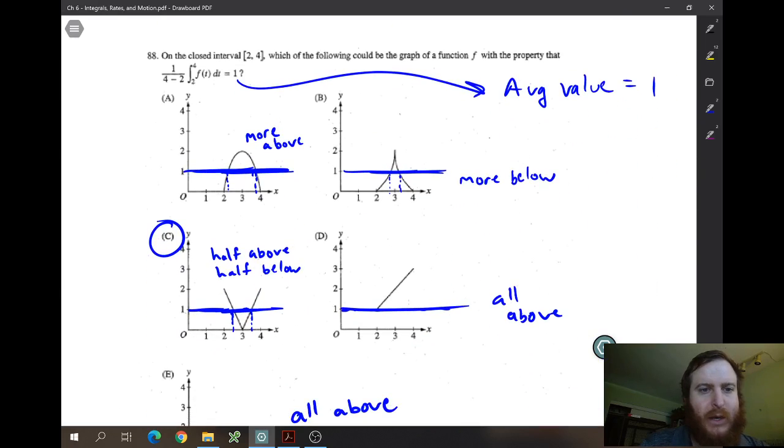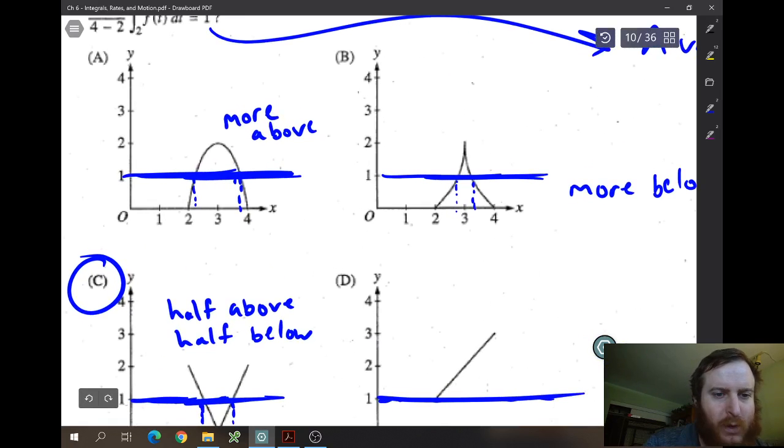Okay, next up, this one I went over with my breakout room, but if you weren't in my breakout room, it's kind of a weird question. It probably won't be asked on your final, but it's basically asking us to look at this formula and realize, hey, this is the formula for average value. So this formula is saying the average value is 1. Which one of these graphs has an average value of 1? What you can do is go from 1 and just draw a straight line, and you want to see if more of the graph is above or below the line 1.